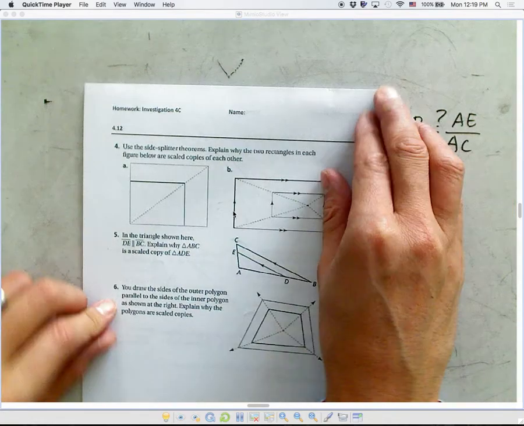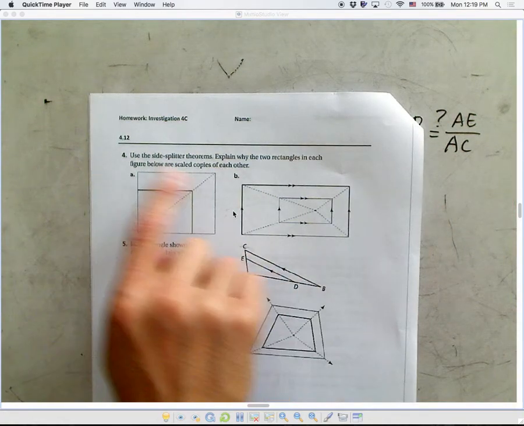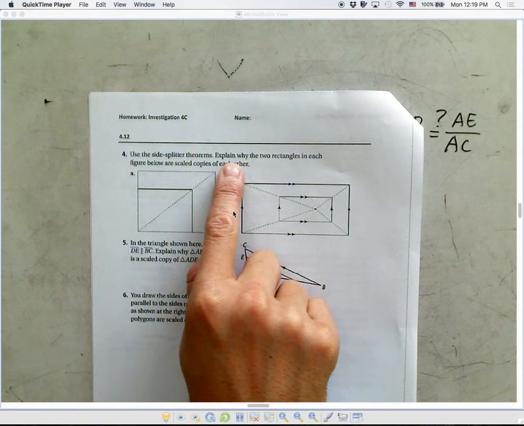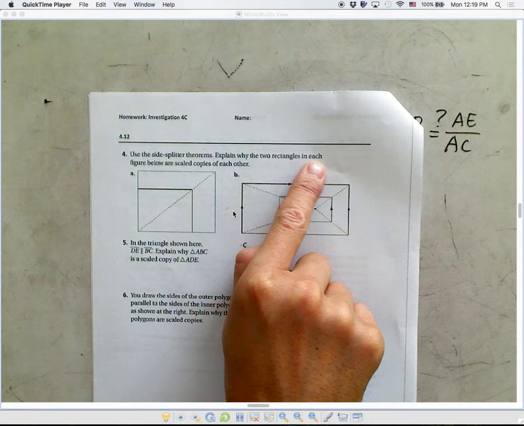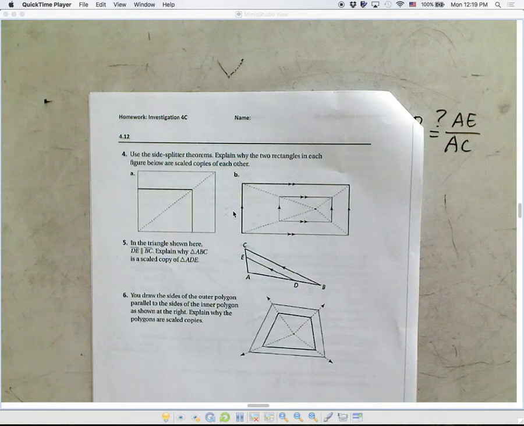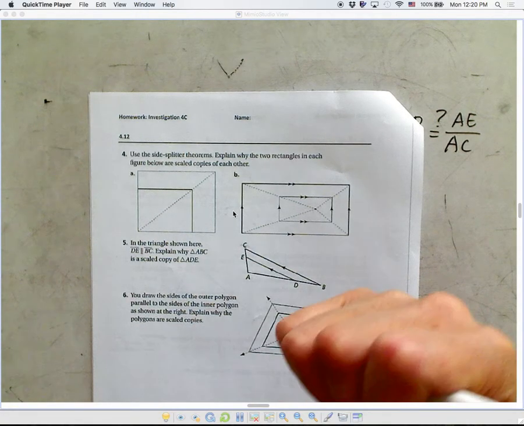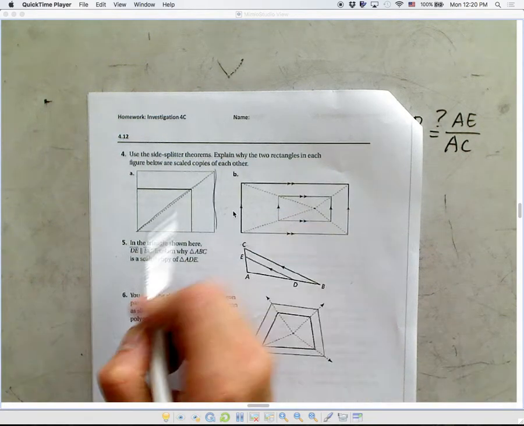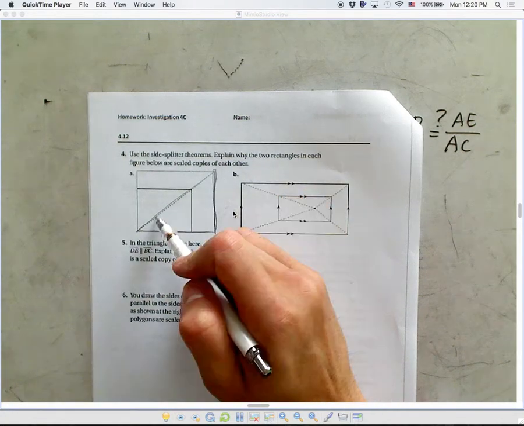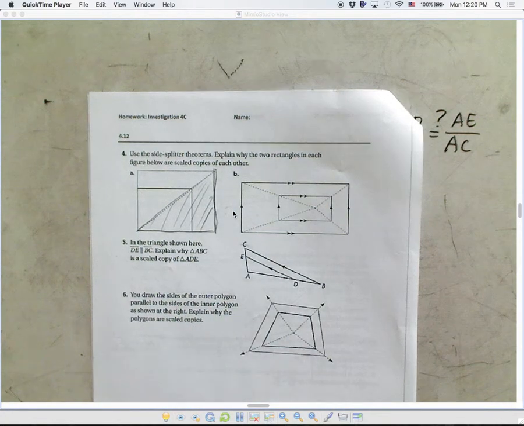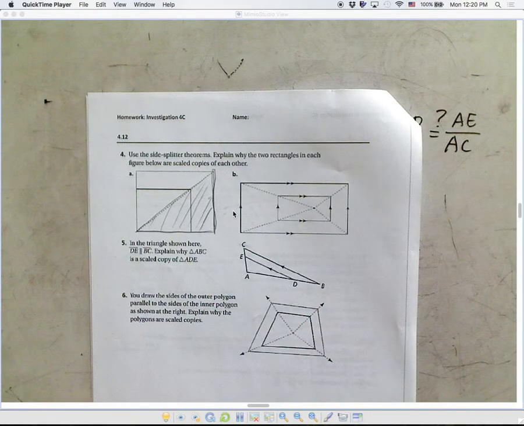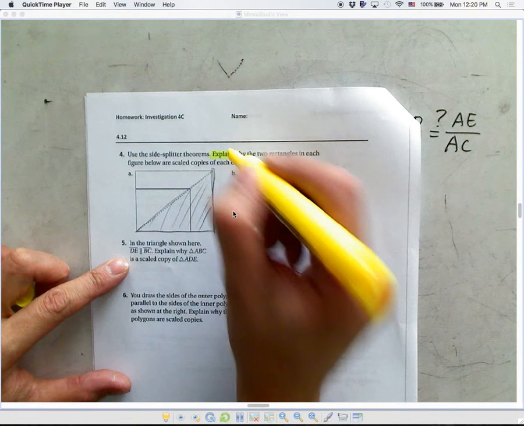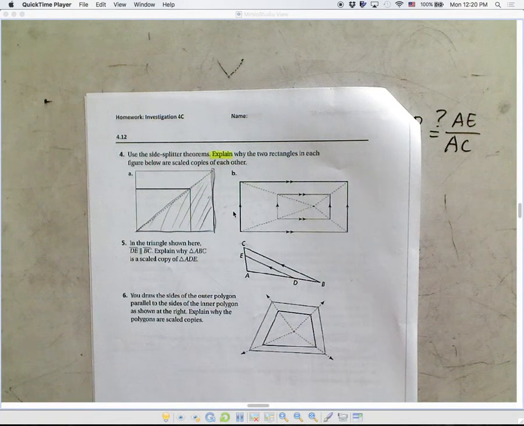Okay, let's look at number 4 for lesson 4:12. Use side splitter theorem. Explain why the two rectangles in each figure below are scaled copies of each other. So let's look at the diagonal one right here. This big one, right? Inside of this, you should see those two rectangles. So the goal is to explain why the two rectangles in each figure below are scaled copies of each other.